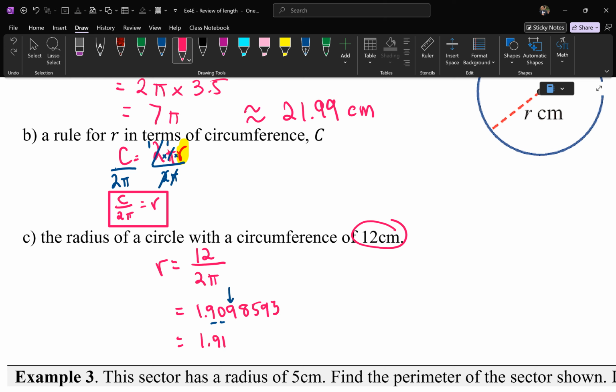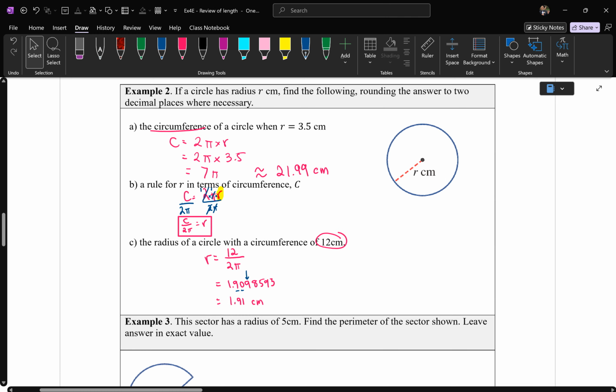You don't finish there. What are you missing? Or what am I missing? Good. Units. Okay, make sure to put the units in. So if we do a test, I'll be checking. If you don't have your units, I will be penalizing you as well. Okay? There we go. That's example 2.